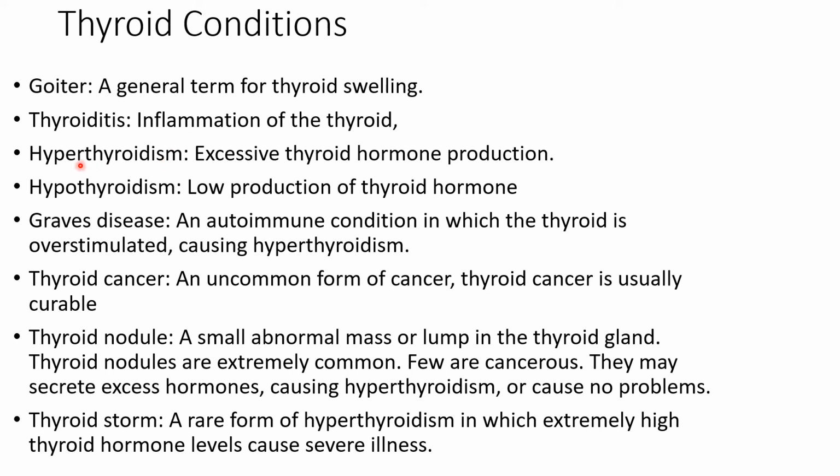Hyperthyroidism, hyper means high, so it is the excessive level of thyroid hormone production. Hypothyroidism, hypo means below, low production of thyroid hormone. Graves' disease is hyperthyroidism due to an autoimmune condition.